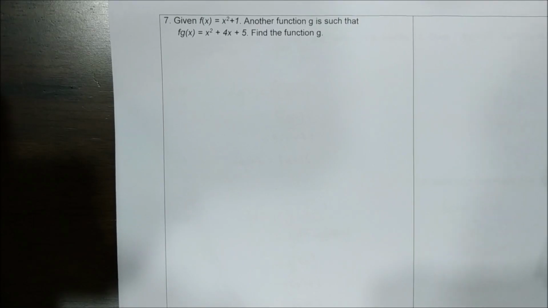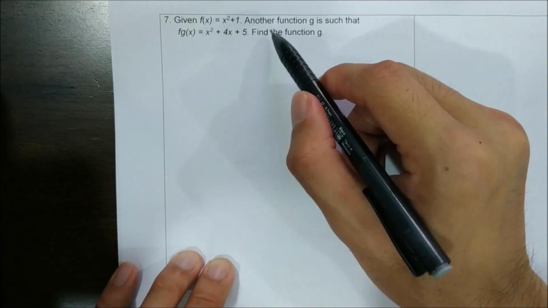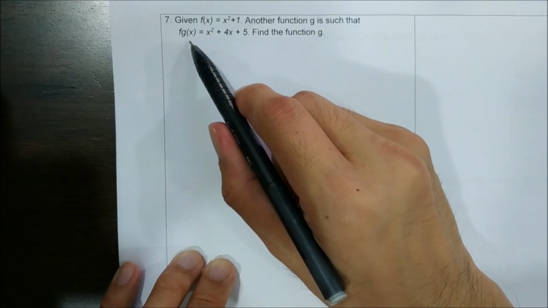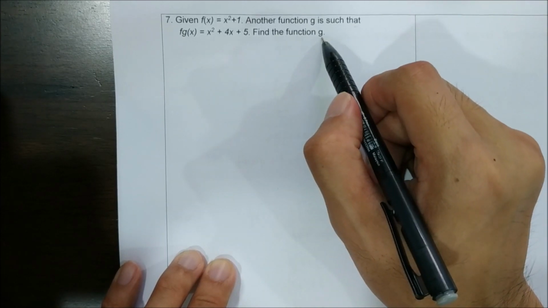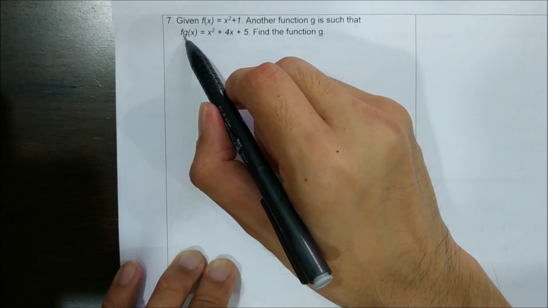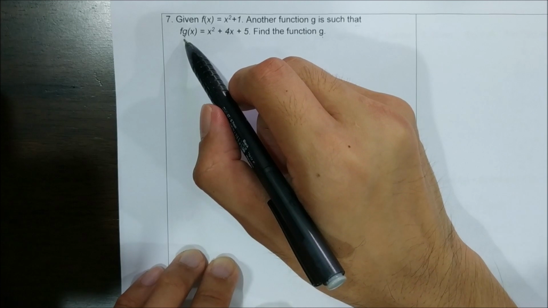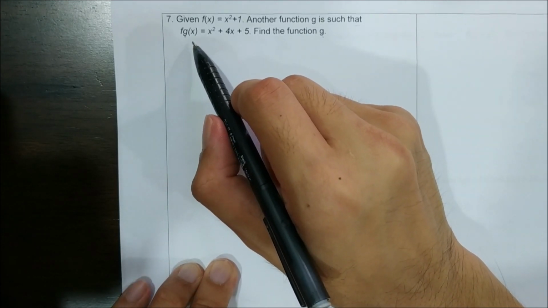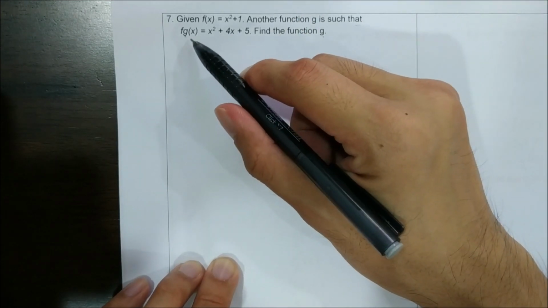We look at the last question here. So you're given f(x) equals to x squared + 1, and another function g is such that fg, the composite function, equals to x squared + 4x + 5. Find the function of g. So first you look at this. The g is inside. If you go back and see the example questions that I gave just now, this will use the first method to solve this.